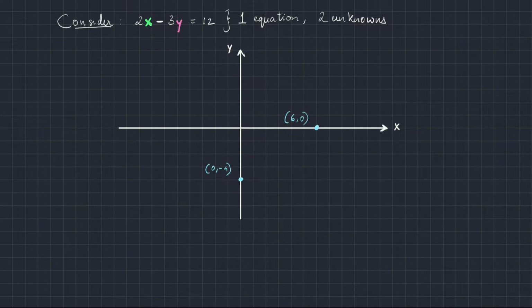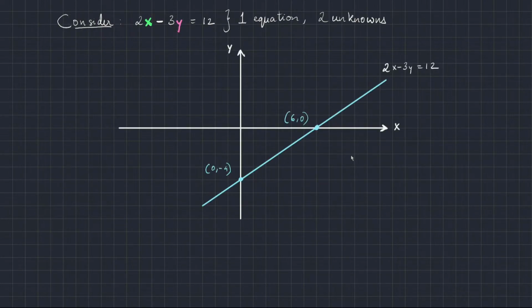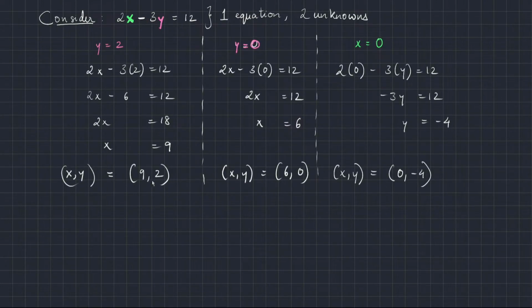Now all we need to do is connect these 2 points with a straight line. And this is our lovely looking graph. Let's just quickly label the graph: 2x minus 3y equals 12. Now the 2 solutions that we found in the previous step clearly lie on the graph. But what about the other one? Does that one also lie on this graph?